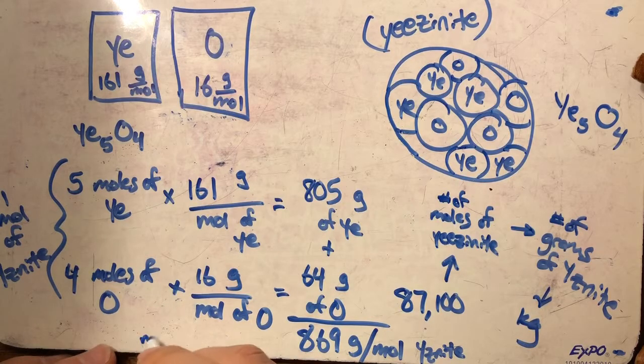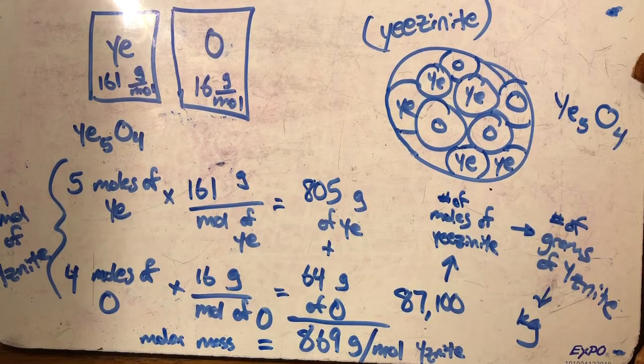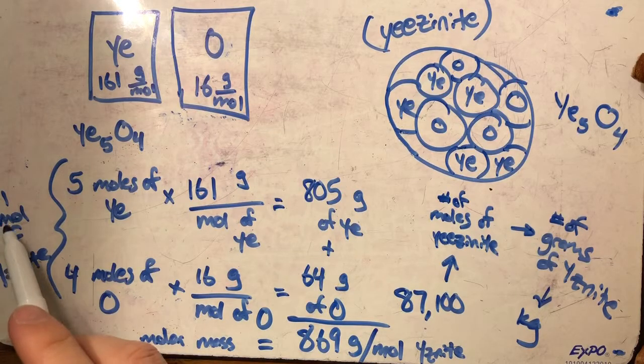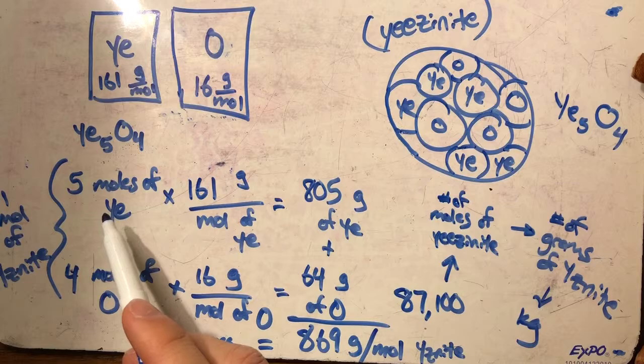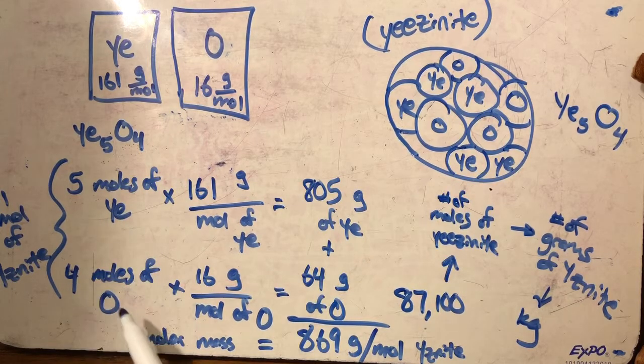So I'll write that. Molar mass equals 869 grams per mole of Yeezinite. So in other words, it's the mass of 1 mole of Yeezinite formula units. And 1 mole of Yeezinite formula units will have 5 moles of Yeezium and 4 moles of oxygen as part of it. And that's because 1 formula unit of Yeezinite has 5 atoms of Yeezium and 4 atoms of oxygen. And so we're just using a different unit here, moles. So now we have a number of moles of Yeezinite. We have a molar mass of Yeezinite.